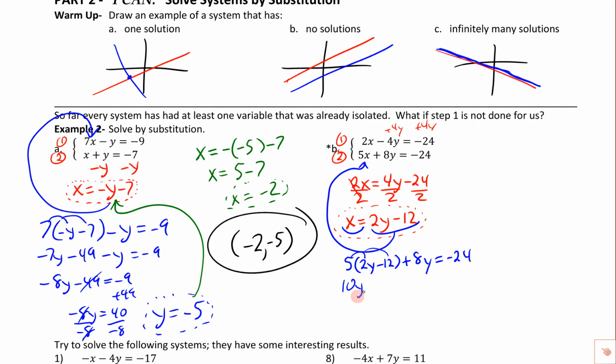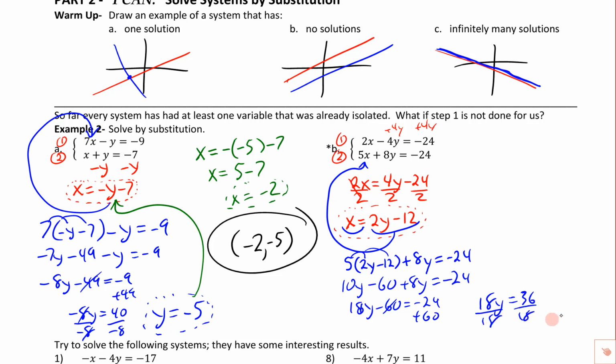We end up with 10y here. 5 times negative 12 would be negative 60. And then we've got plus 8y, and then over here we've got the negative 24. So let's see what we get here. This would be 18y, and then subtract 60 equals negative 24. We're going to add 60 to both sides, and we get this 18y on this side, and this would be 36 over here. If you want to double check me, negative 24 plus 60 is positive 36.